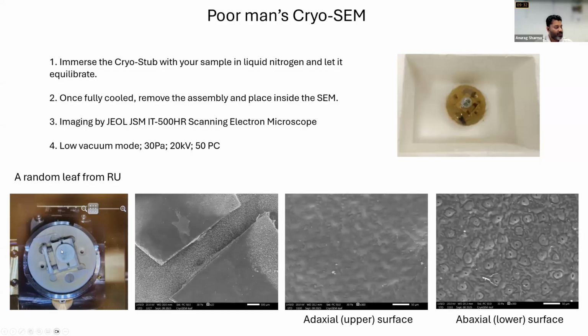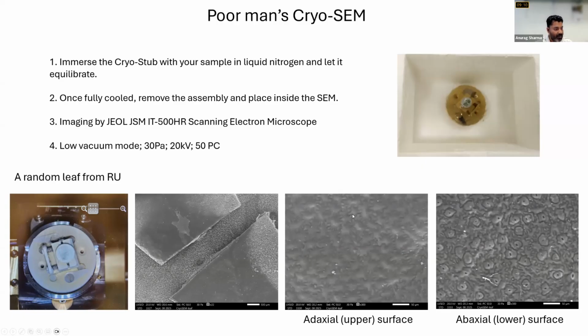After a while, I took the pictures, after letting the ice sublimate a bit. It takes around 3 to 4 minutes, depending upon the sample. And these are random leaf samples. I plucked them from the Peggy Rockefeller Garden outside of our building and put them here. One is the abaxial and one is the adaxial surface of the leaf.